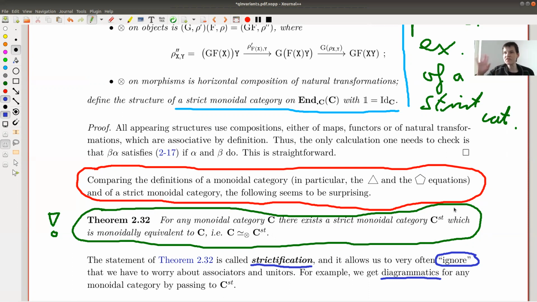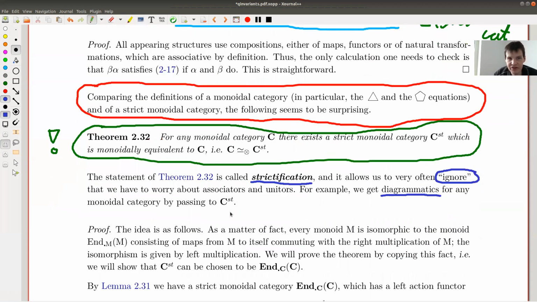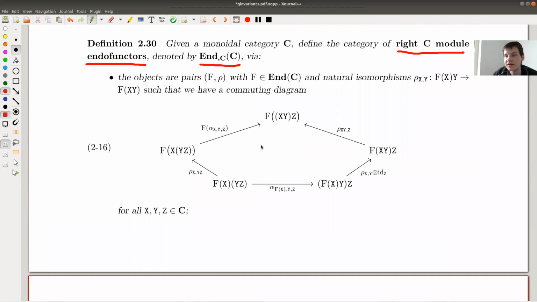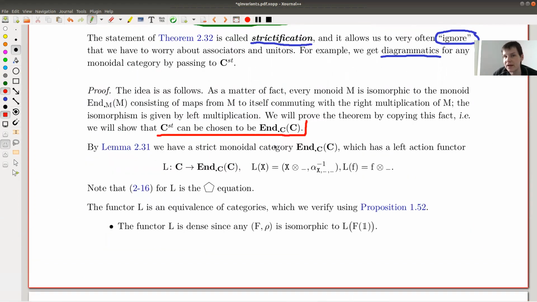Very surprising. For most categories, this means you just go to the skeleton, but I have shown you examples of skeletal categories which are not strict. So it's not quite going to the skeleton. What you would show is that you can always choose a strictification to be this funny category I showed you above of right endo module functors of C. This is a little bit complicated looking definition. It's a version of Yoneda lemma. Any category is equivalent to endofunctors over itself, basically, in a monoidal way. And this is kind of what I sketch here in the proof.